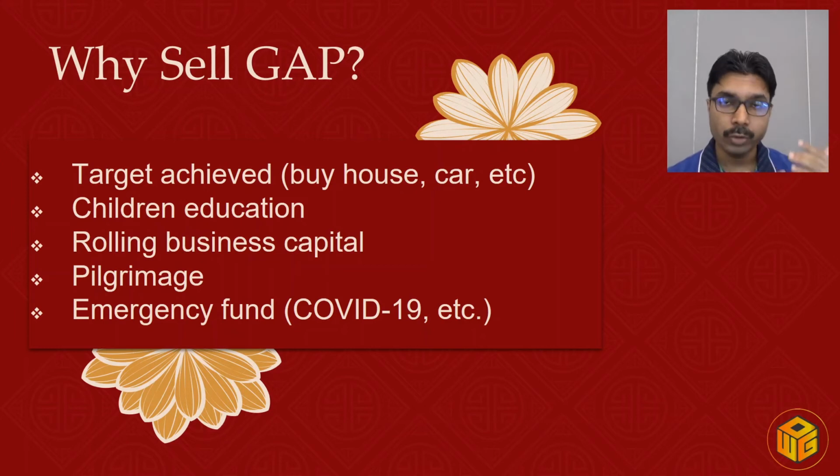A few years ago, you decided to transfer a portion of your savings in the form of gold and just let it grow in the Gap account. All right. So apart from that, maybe for your children's education, you could also make use of the Gap account for that, or maybe for rolling of business capital, for pilgrimage, or even for emergency fund. So for whatever reasons that made you start the Gap account, there will be a time where you decide to sell off a portion of your Gap account for your purposes, right? So how to do that?